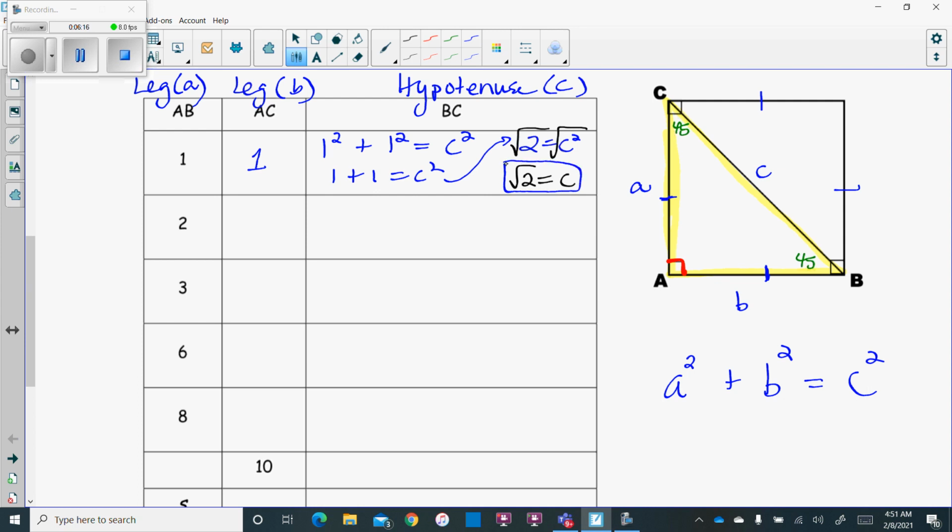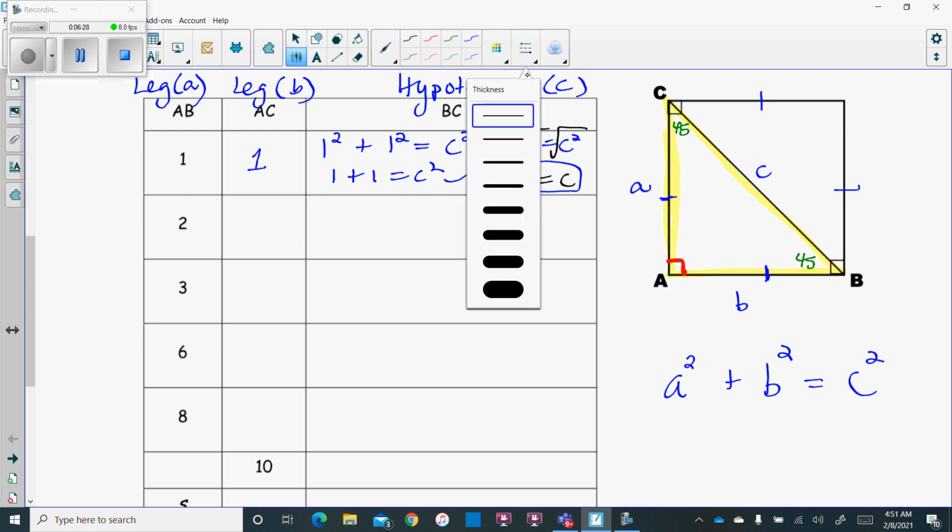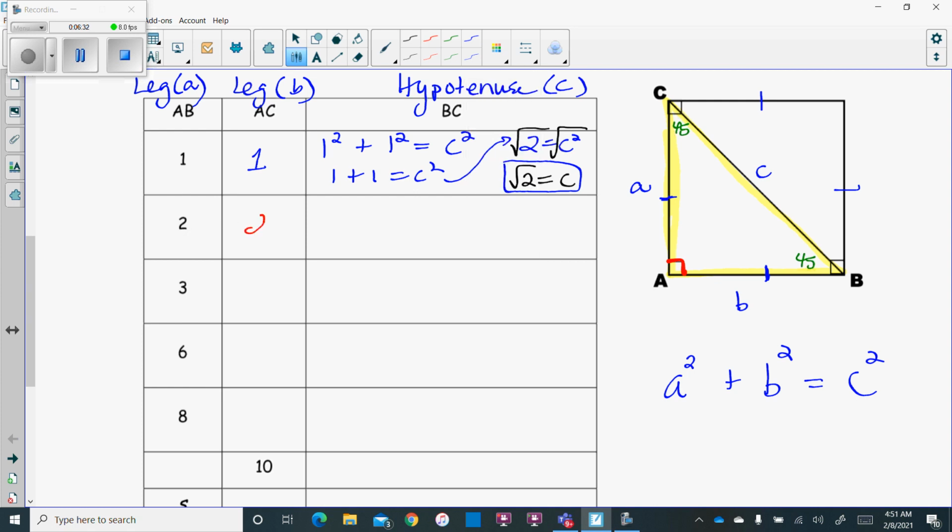Okay, so we're going to do that same relationship, but we're going to change the value of the leg. So now what if the legs are 2? If AB is 2, then AC is also 2. So we're going to use the Pythagorean Theorem, which would be 2 squared plus 2 squared equals c squared. Well, that's 4 and 4 equals c squared.